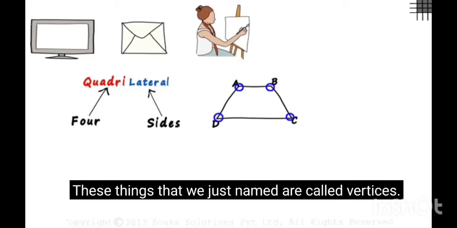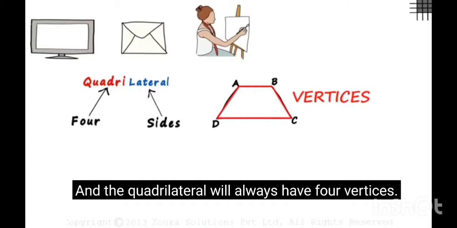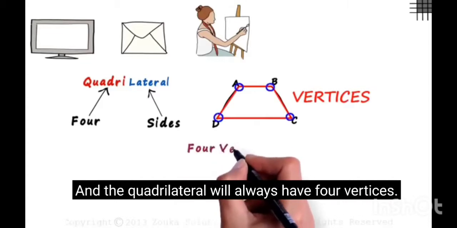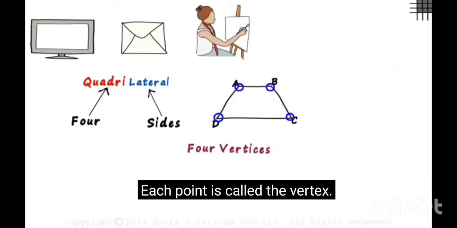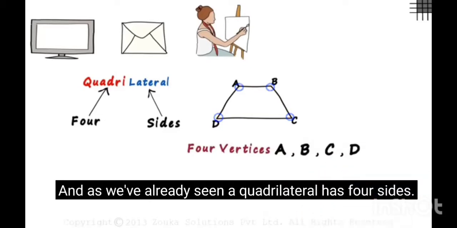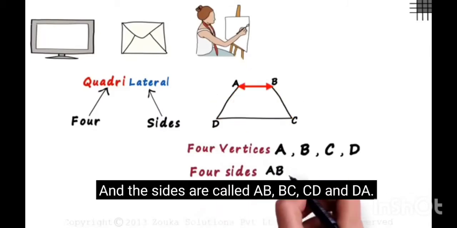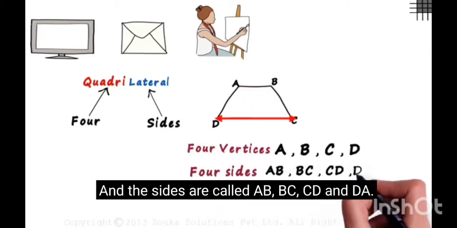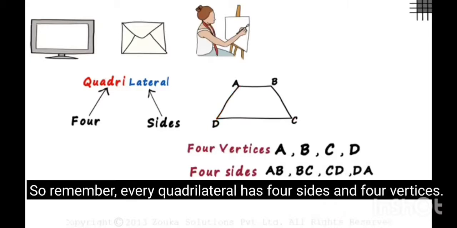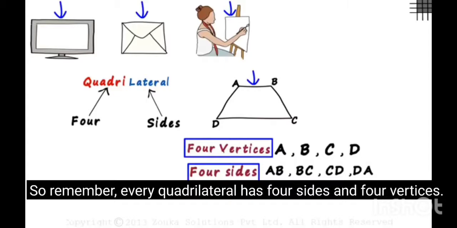These things that we just named are called vertices, and a quadrilateral will always have 4 vertices. Each point is called a vertex, and as we've already seen, a quadrilateral has 4 sides, and the sides are called AB, BC, CD and DA. So remember, every quadrilateral has 4 sides and 4 vertices.